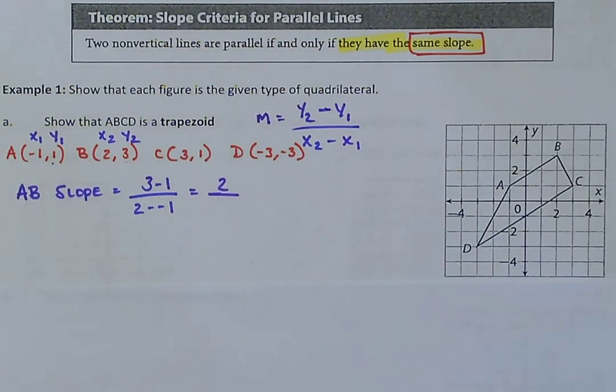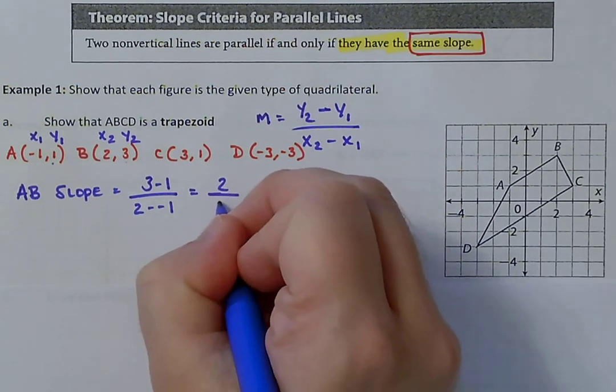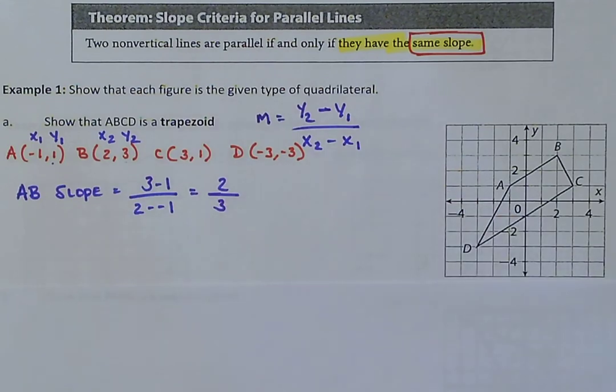And then 2 minus a negative 1; minus a negative turns it to positive. So 2 plus 1 is going to give us 3. So I now have a fraction of 2/3. Before you call it good, just always ask yourself if you can simplify it any further. In this case, we cannot.